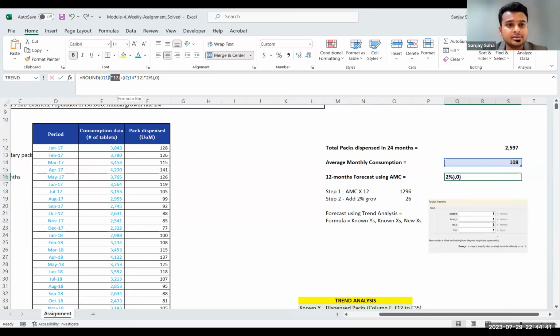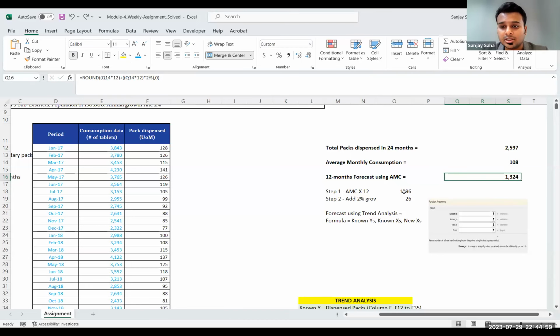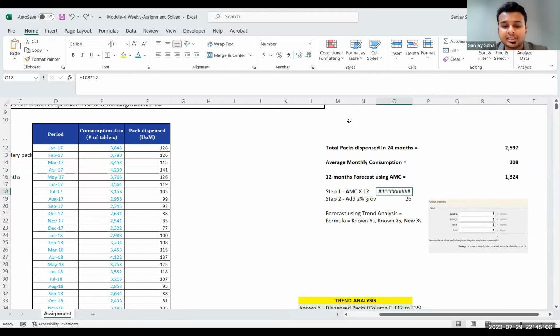So we multiply average monthly consumption by 12, and then add 2% in. Yes, that's the same equation. Maybe it's a rounding off error. Let's check. But anyway, I think it's a rounding off error. So when we round up everything, it should come to 1324.